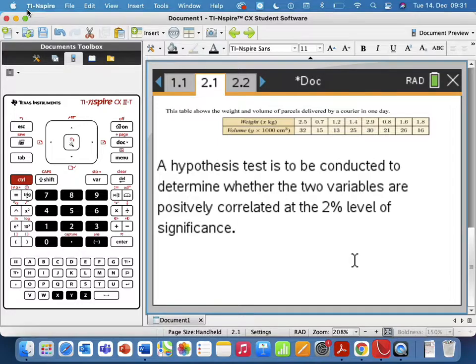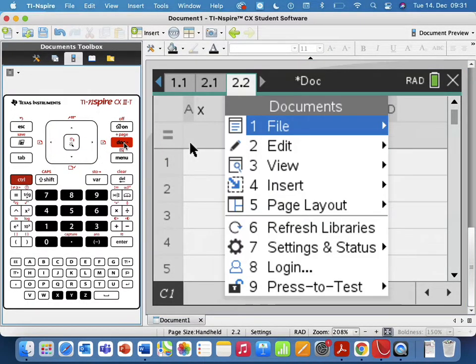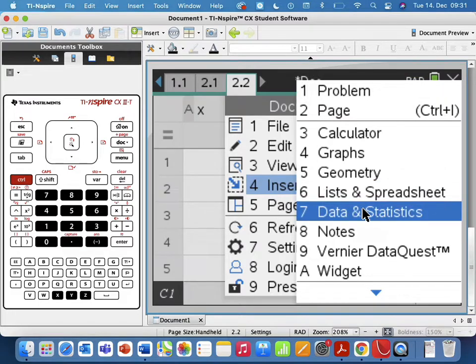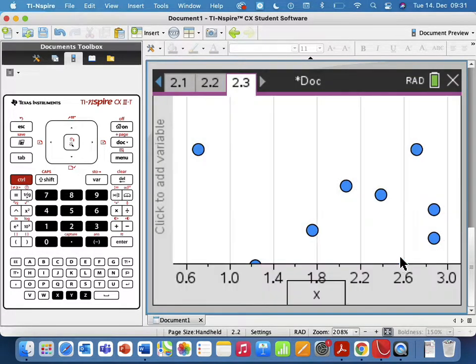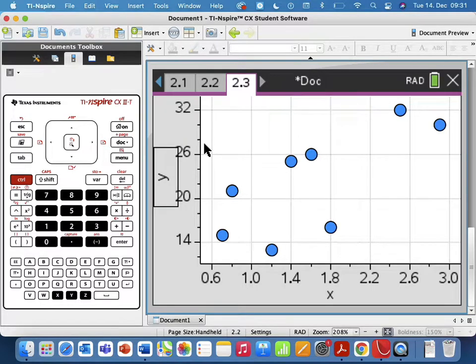So before we dive into the hypothesis test, we are going to have a look at the data. It's already there. And I think maybe we just want to have a little look to see what the scatter graph looks like. So doc, insert a data and statistics, X and Y. All right, so it looks pretty linear. There are no obvious outliers, and it looks linear.